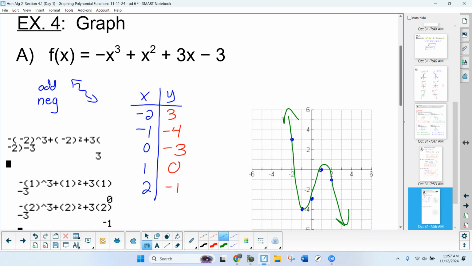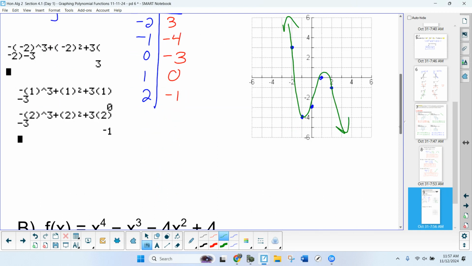Now, if we knew this was supposed to come back up, maybe this was a positive with an even, and you knew it was supposed to come back up, you would have to go out to 3 to get that next point to see where it comes back up. So that's what I mean by extending that table of values if you need to. Okay? Let's try one more.